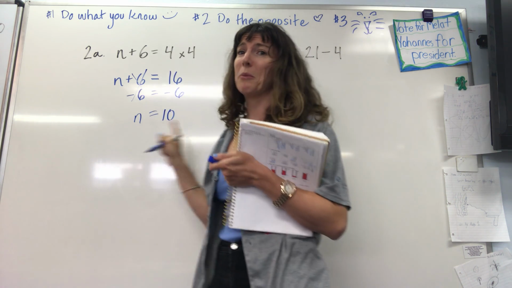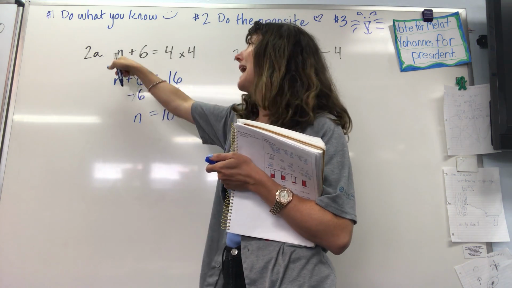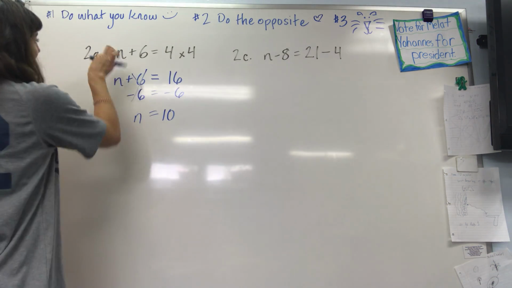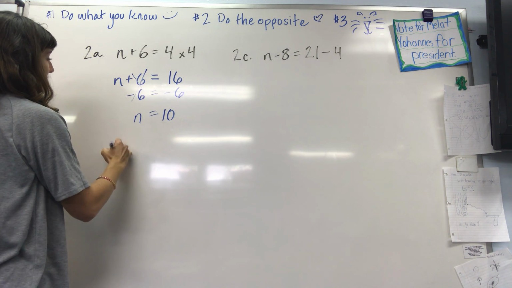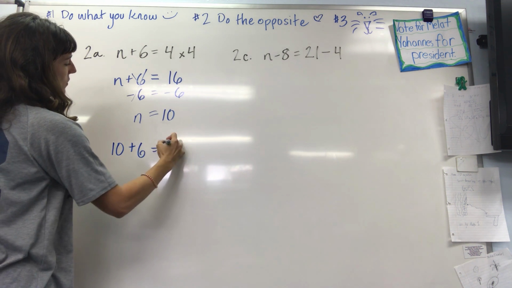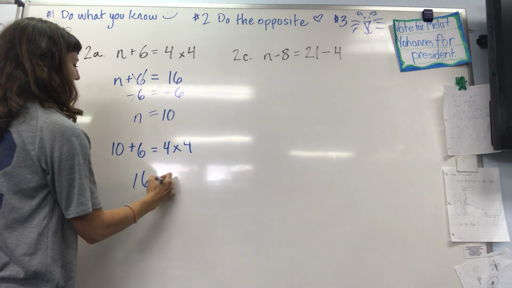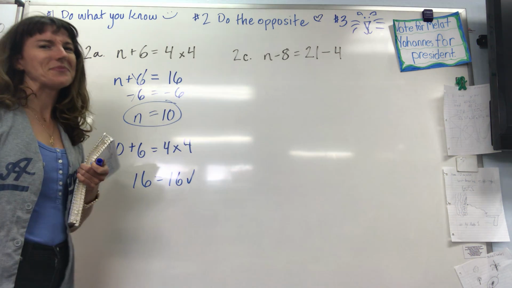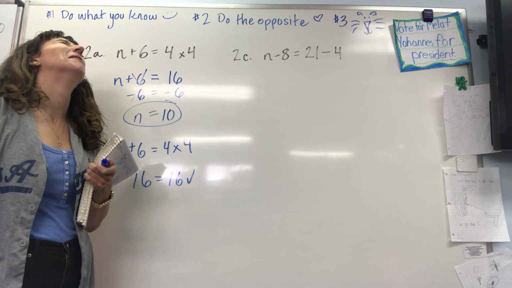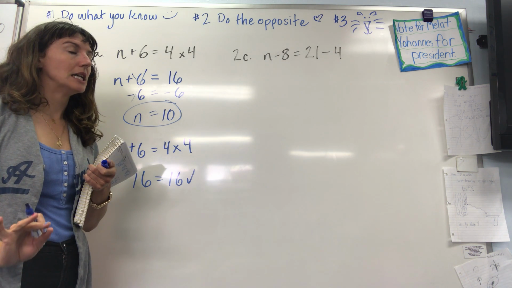And now we check and we put what we know, or what we think we know, inside the original equation. We replace this letter with the number we found. So now we have 10 plus 6 equals 4 times 4. And I do 16 is 16, check, and then I circle that answer. I'm okay. 2C.